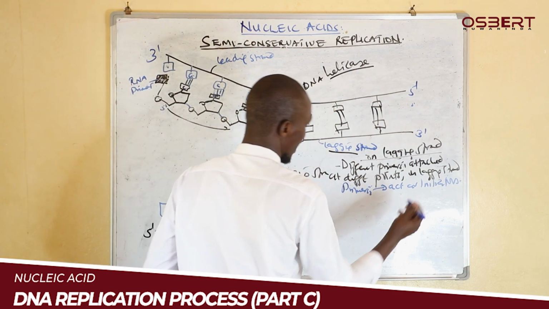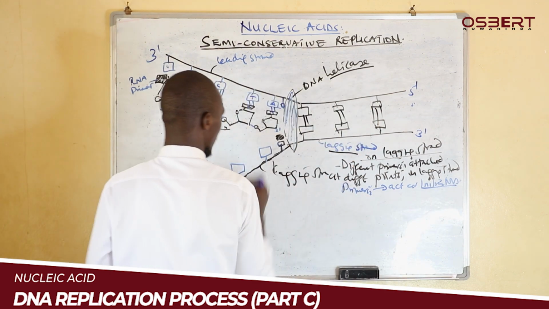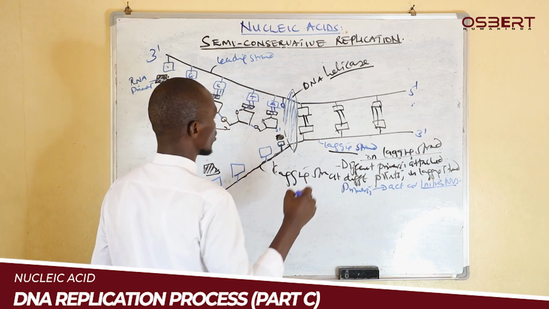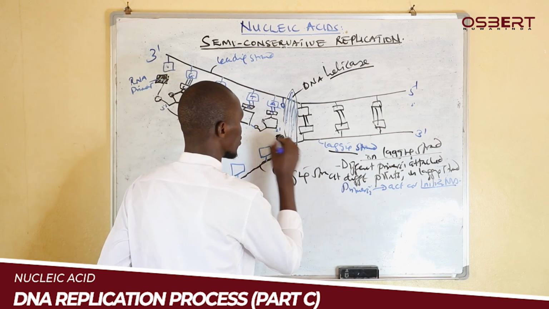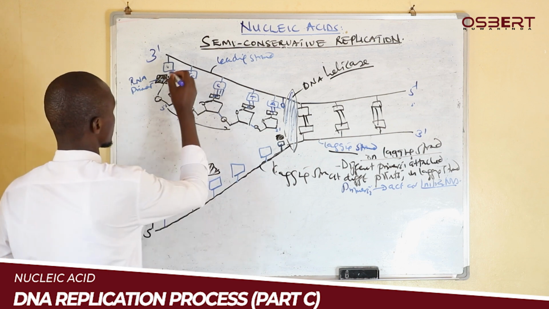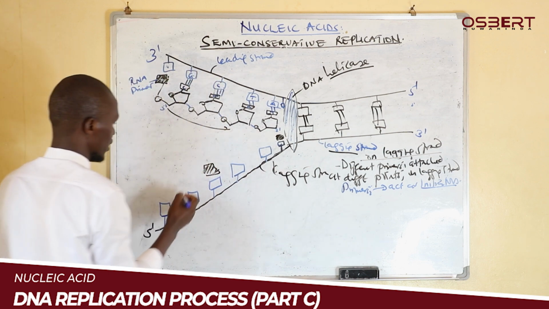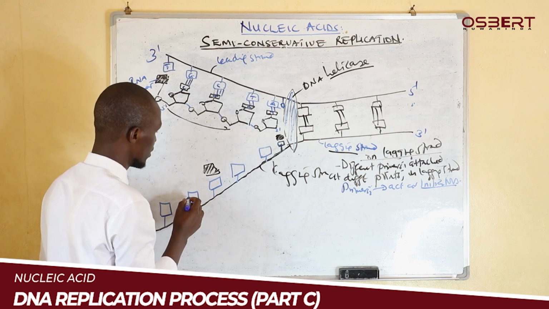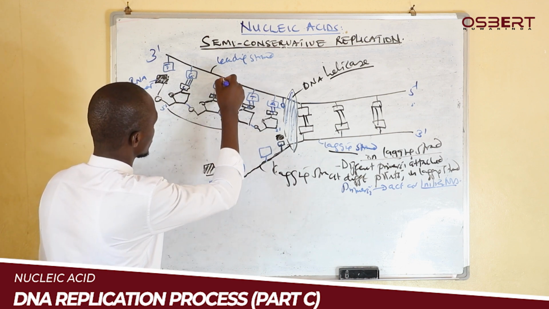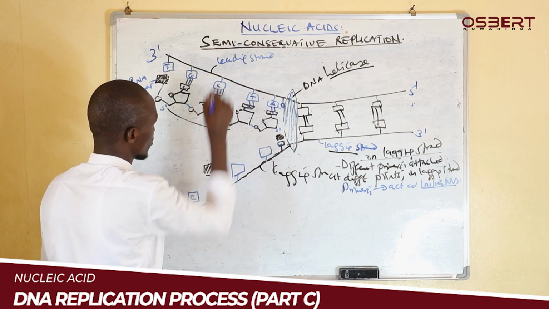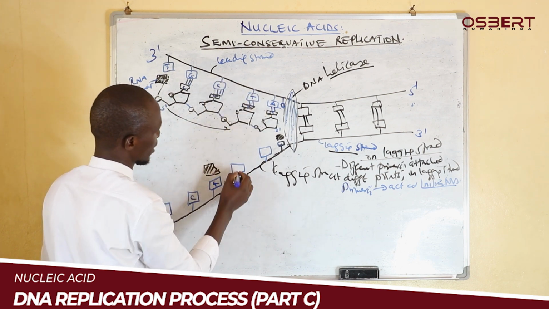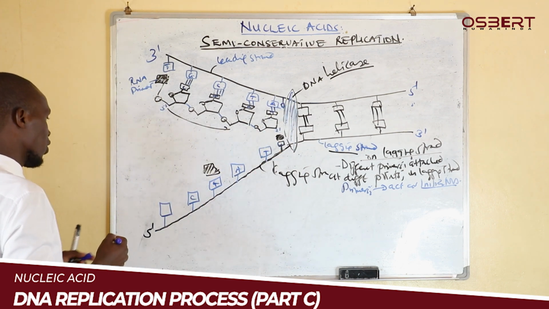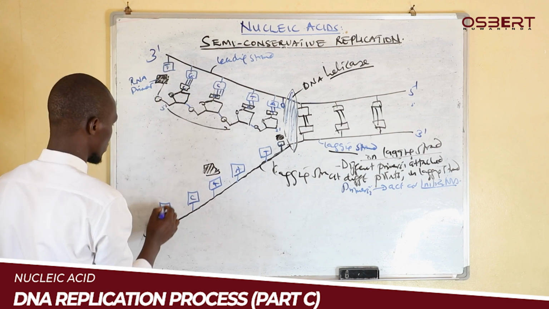How? After they have attached themselves onto one extreme end, of course, this is the RNA which also has nucleotides, some of which are complementary to these bases. So if this one was guanine, this will be cytosine. Remember, this one was complementary with this. So if this was cytosine, it means this was guanine. If this was thymine, this was adenine.